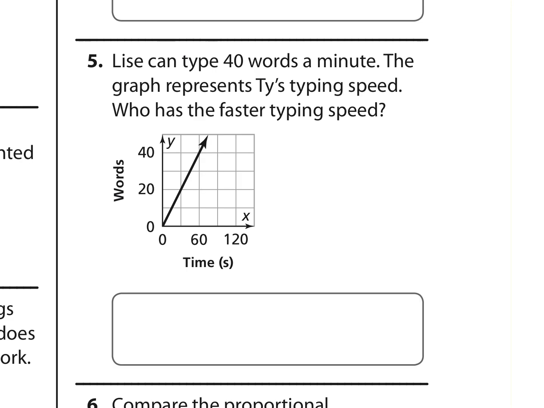Number 5, Lise can type 40 words a minute. That seems important. The graph represents Ty's typing speed. Who has the faster typing speed? Well, we just saw that Lise types 40 words per minute, and Ty's speed is represented in this graph. So looking at Ty's speed, we see that at 60 seconds, 1 minute, he types 40 words. So he is also typing 40 words per minute. So who has the faster speed? Neither. They're equal.